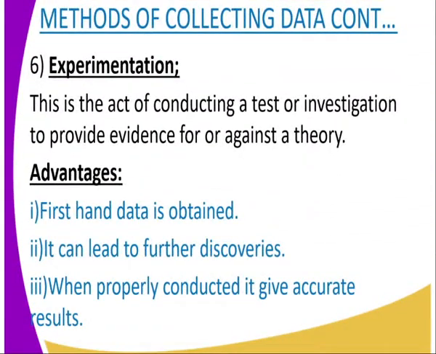Let us go to the sixth method, experimentation. This is the act of conducting a test or investigation to provide evidence for or against a theory. You conduct an experiment. For example, when we talk about the properties or characteristics of different types of soil, we conduct an experiment. We want to prove the theories that support the characteristics of clay, rock, and sand. We look at them and do the experiment.